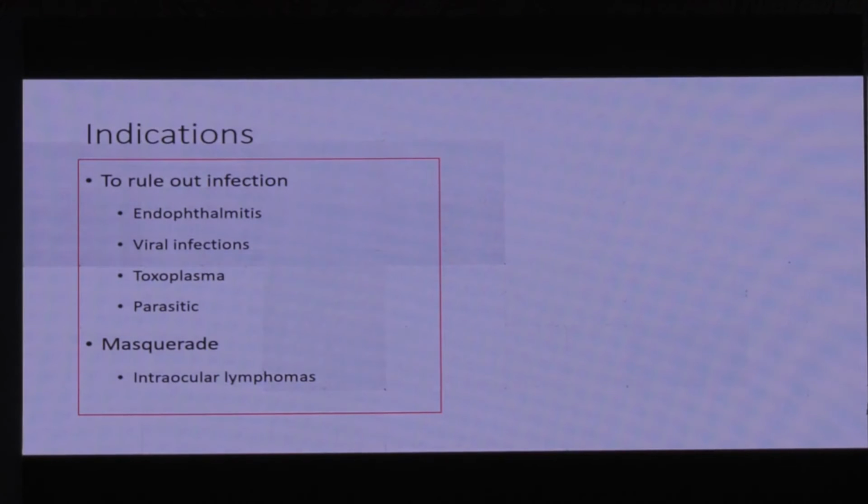So the indications broadly will need to rule out infection, and the most common indications are to rule out endophthalmitis, viral infections, toxoplasma, and parasitic infections. Another important indication is if we need to rule out masquerades, and the most common or the most important being the intraocular lymphoma, where we look at the interleukin levels in the aqueous.